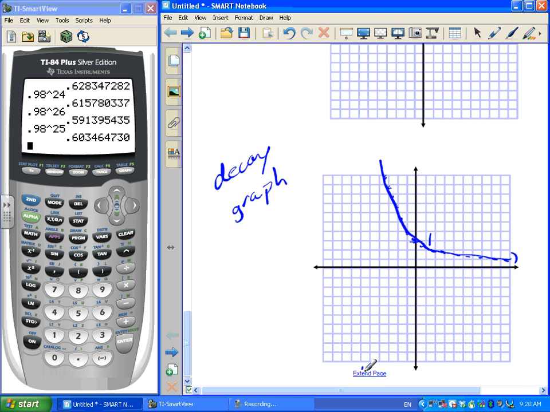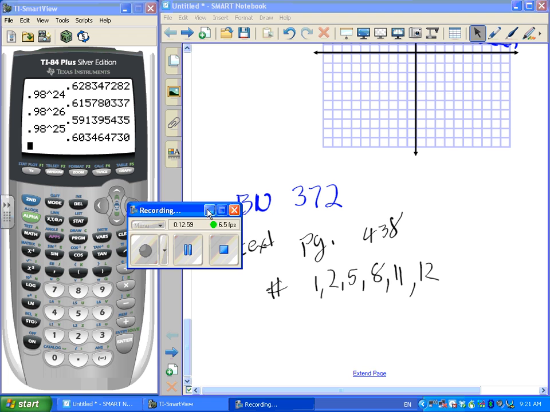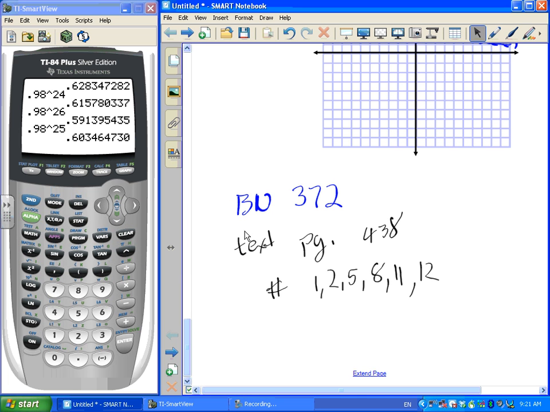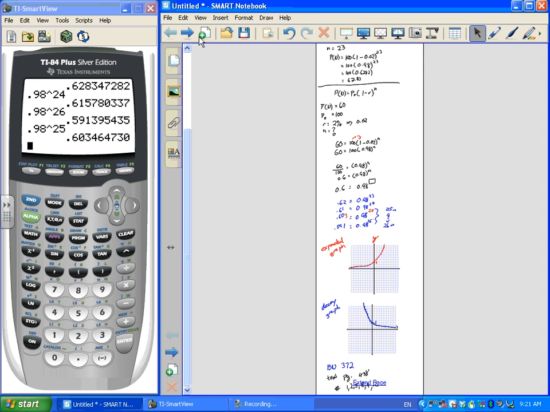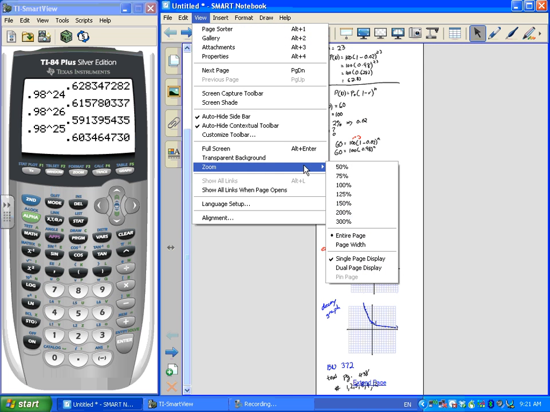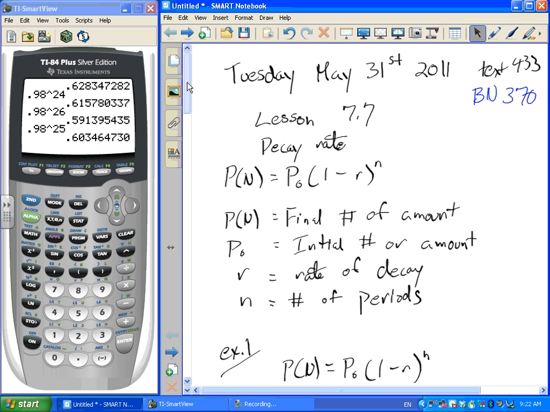Just going to give you right to your homework. Okay, your homework: blue notebook, page 372, text page 438. Questions 1, 2, 5, 8, 11, 12. I'm going to make sure you guys can see all of this. I'll scroll down slowly in case you need to take this note.